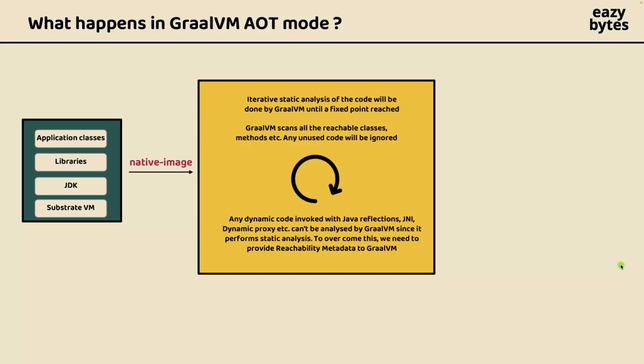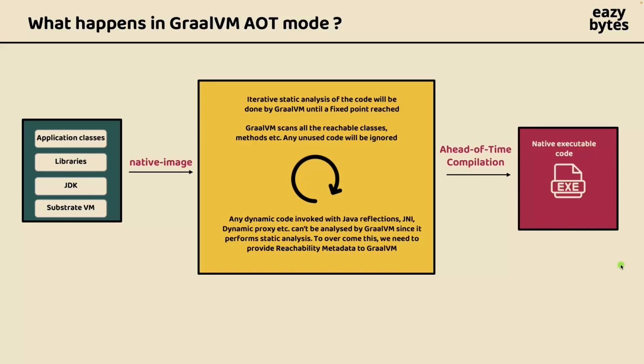The GraalVM team has recommended providing this reachability metadata with the help of configurations, using formats like JSON inside our web application. Whenever we provide such configurations, GraalVM knows what Java reflection classes you are using, what dynamic proxies you are using, and what Java native interfaces you are using. All those can be analyzed and converted to native executable code. If you are not providing this reachability metadata, definitely your application will not work as expected. I'm going to share more details about this reachability metadata in a few minutes. After this continuous analysis, the AOT compilation will generate natively executable code. I hope this is clear.